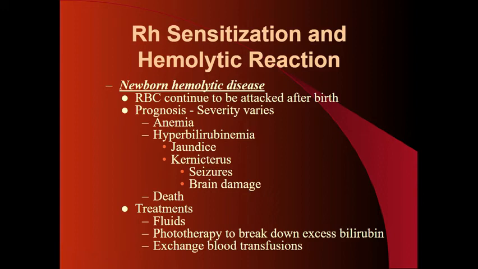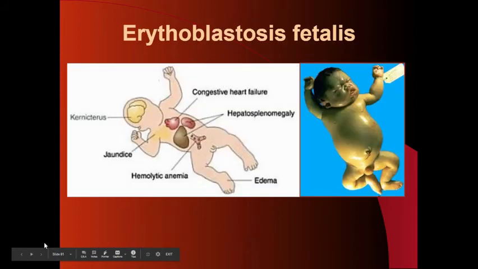So treatments would be to give lots and lots of fluids so that the kidneys are trying to flush out some of the toxins, phototherapy to break down the excessive bilirubin that could start to build up in the brain, and exchange blood transfusions of the infant. So here are some of the effects of erythroblastosis fetalis and newborn hemolytic disease.